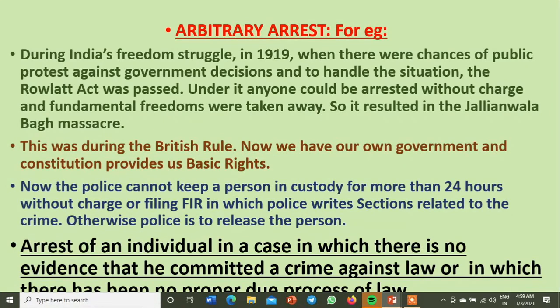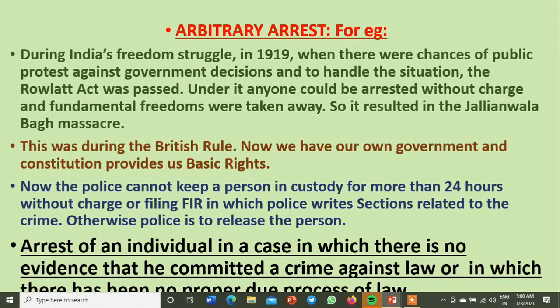You have done this in class 10. There was a statement: no appeal, no vakil, no dalil. This was under the Rowlatt Act. So it resulted in the Jallianwala Bagh massacre also. So this was during the British rule.